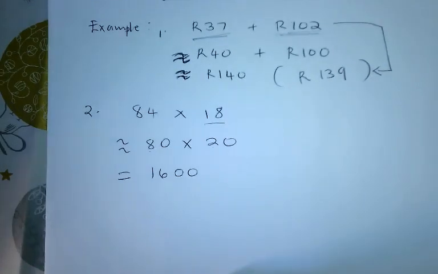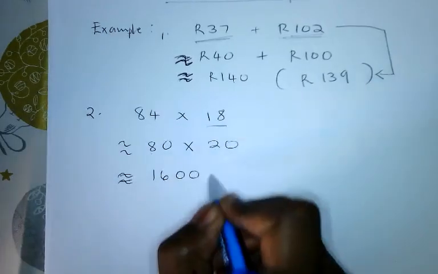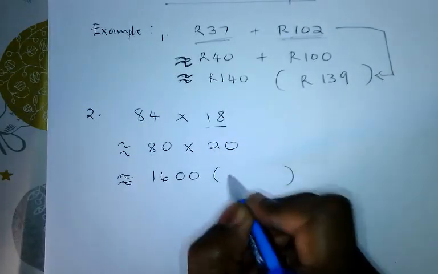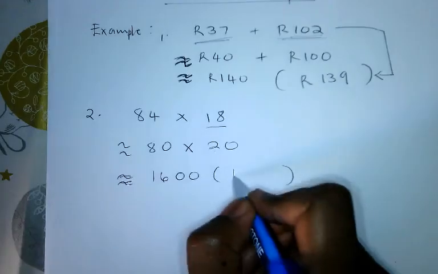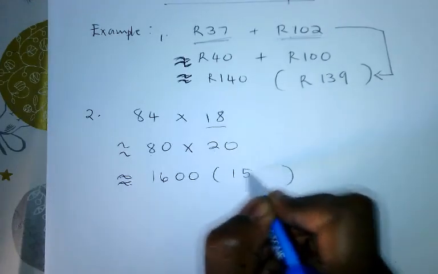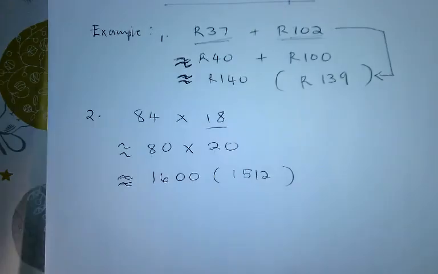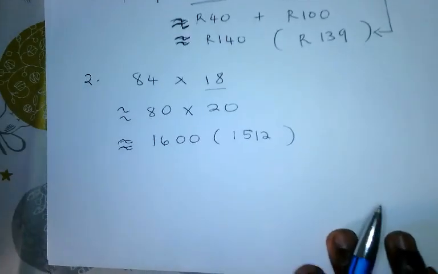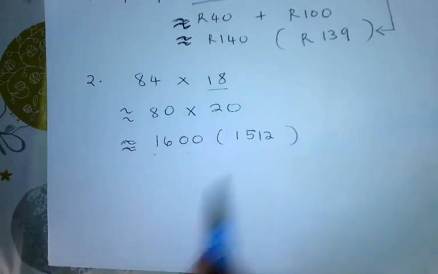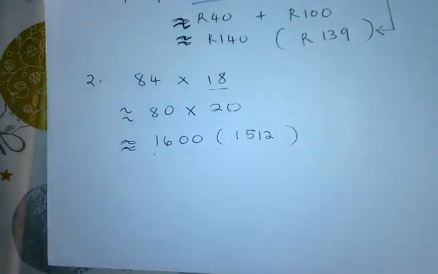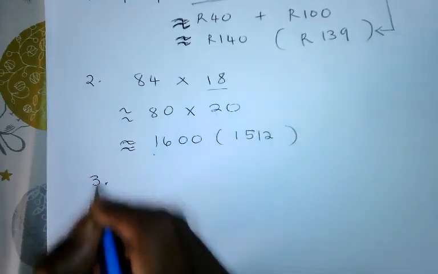But what is the actual answer, guys? Press that on a calculator, it's 1,512. Or you can do the long method, the column method. Are we all clear? So this is an estimation, this is the actual answer. Not too far. Try this one.